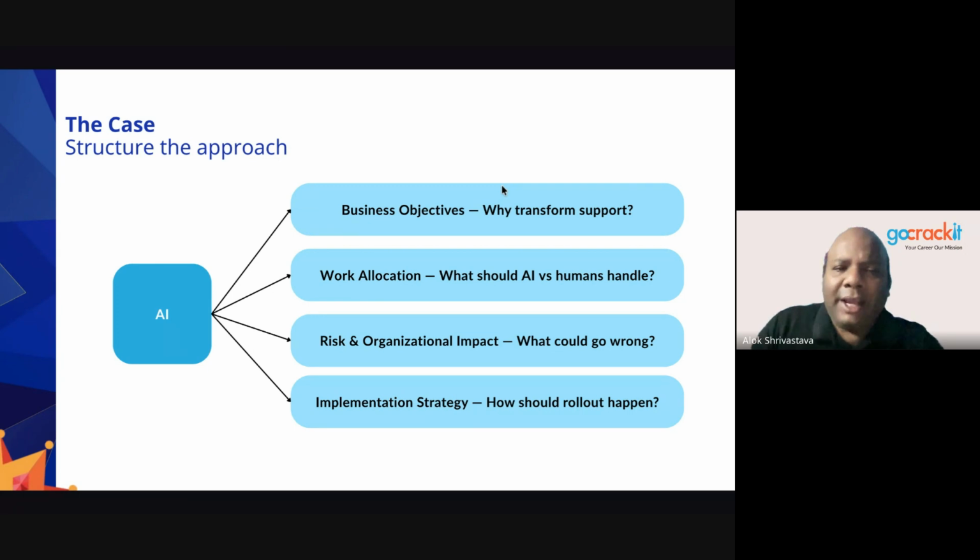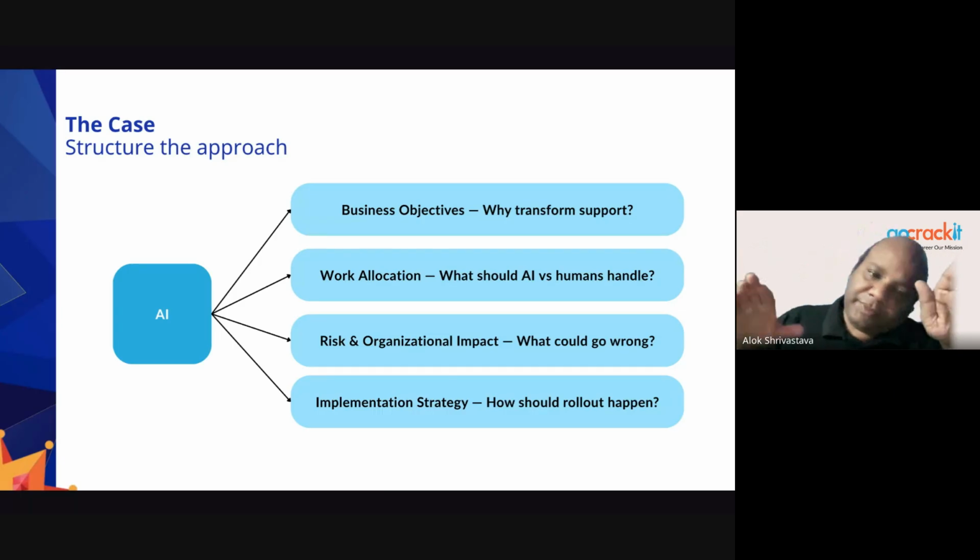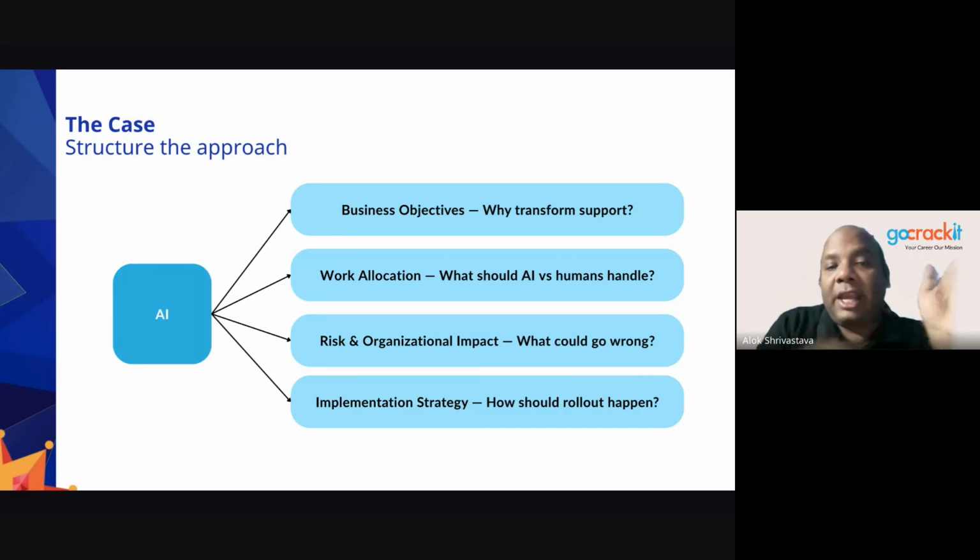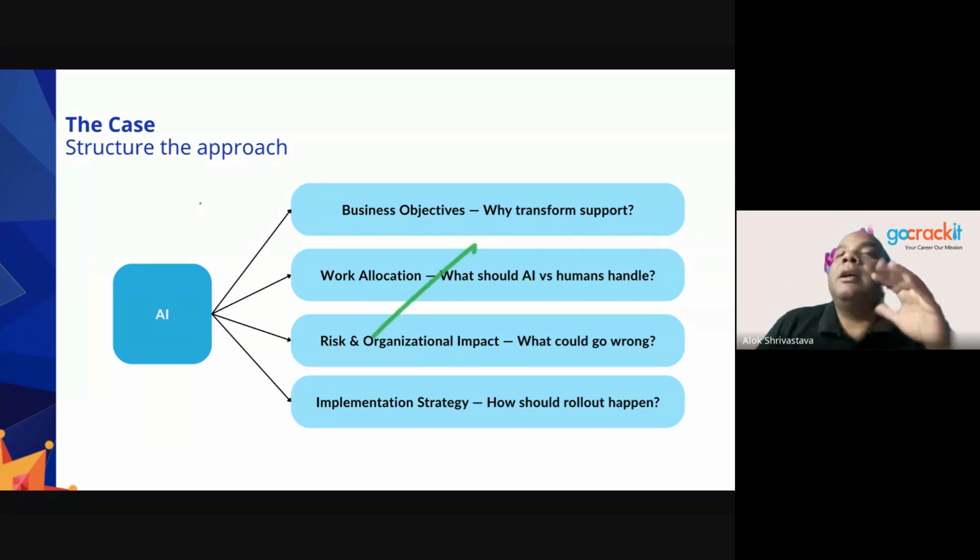Okay, so let's say these could be some of the areas. First, we need to understand what is the business objective, why we are doing it. Second, we need to understand work allocation. How much work, or what work, should we allocate to AI? Let's say there are 100 types of queries. How much part of those queries can be assigned to AI, and how much should humans handle?